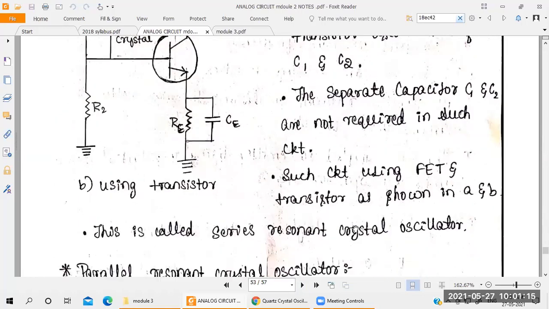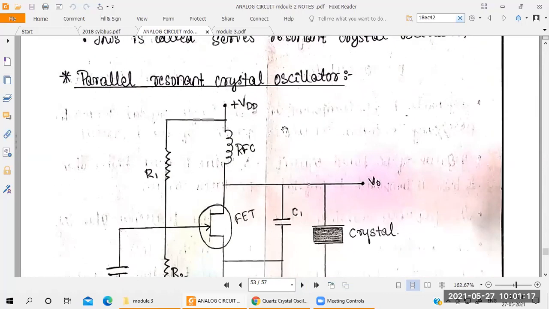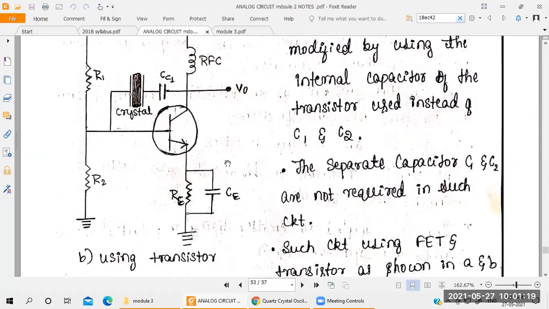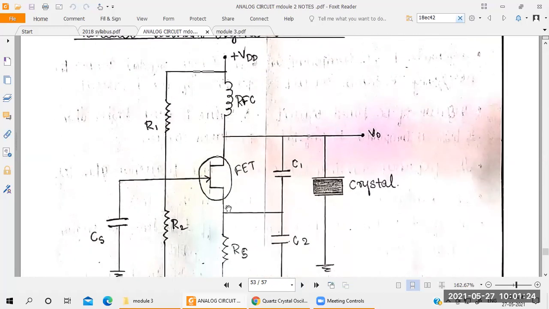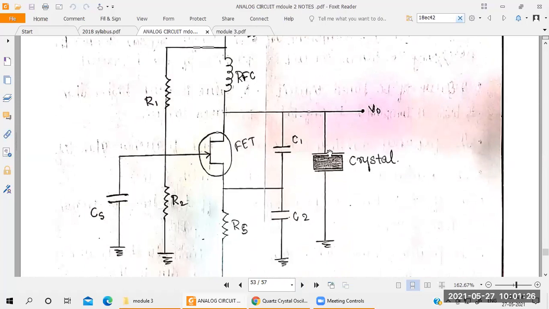So next you take the parallel resonant frequency. This was the series that we discussed now. Next we'll move on to the parallel resonant crystal oscillator. Here the crystal is parallelly connected with the amplifier. You take FET or BJT, they have taken a voltage divider circuit. What is the advantage of taking a voltage divider circuit here? Stability is very high here. There is no temperature effect. Almost we will get higher stability. Okay, this is a good inverting amplifier.